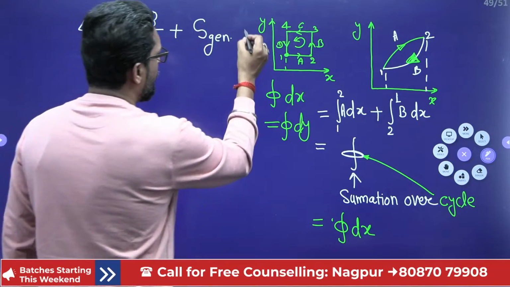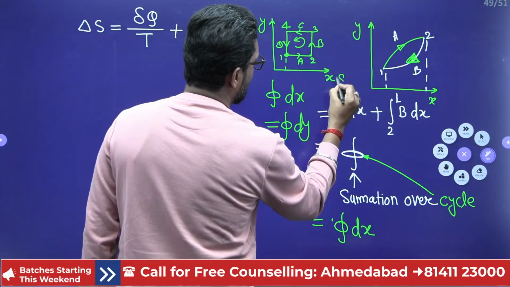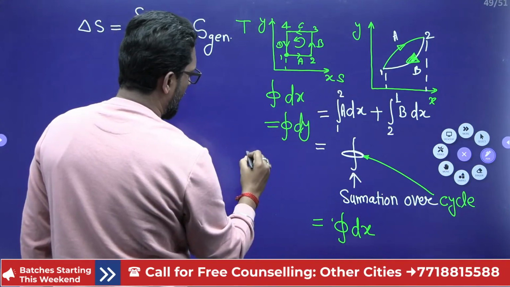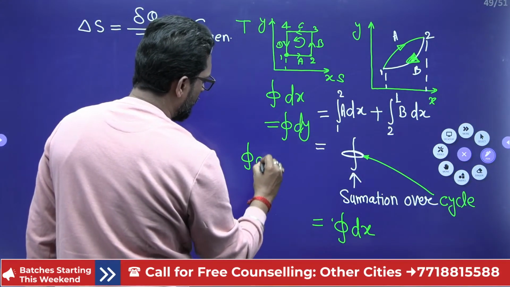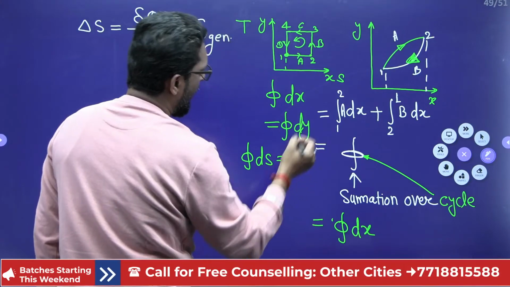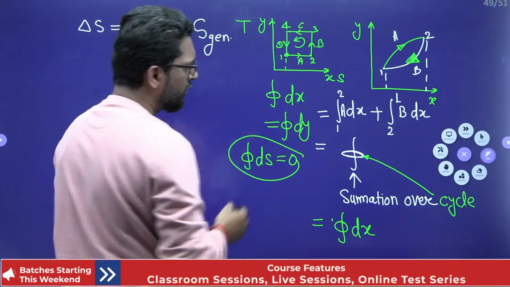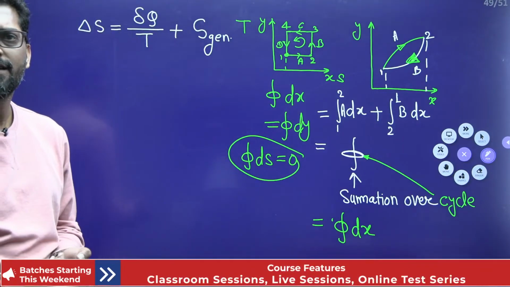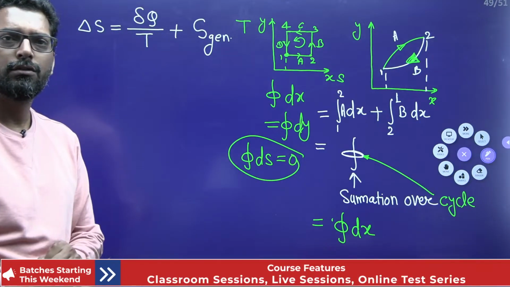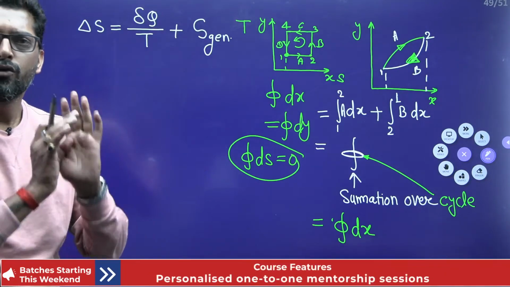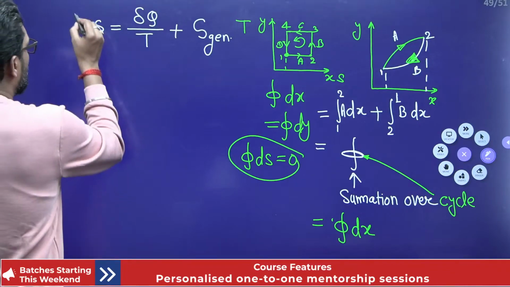Why? Because if you write t and s, what is that? If you write the cyclic integration of ds, it is equal to 0. For the reversible path, cyclic integration of ds is equal to 0. Why? Because it is a property. No problem at all. Okay.